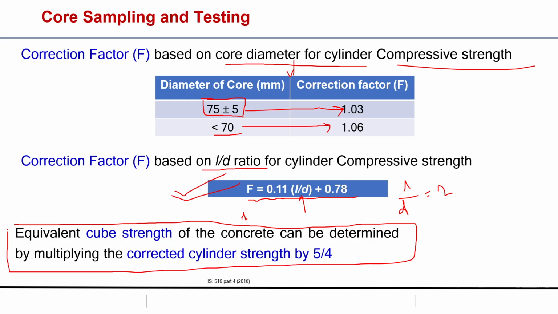Because we generally test cubes on site for quality control, and here we are taking a cylindrical sample, how do we correlate the cylindrical strength with the cube strength? The equivalent cube strength of a concrete can be determined by multiplying the corrected cylinder strength by 5 upon 4. So if you want to calculate the equivalent cube strength, then whatever result you got from the cylindrical strength, you have to multiply by the 5 upon 4 factor. So you will get the results in terms of cubes.